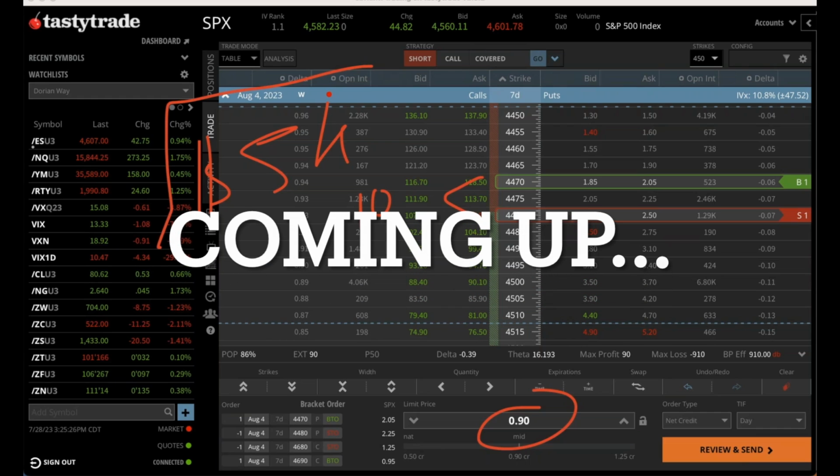You're trying to make 1 to 2% return on your capital. So if you made $100 off the 5K, it's going to be 2%. You made $50, it's going to be 1%.